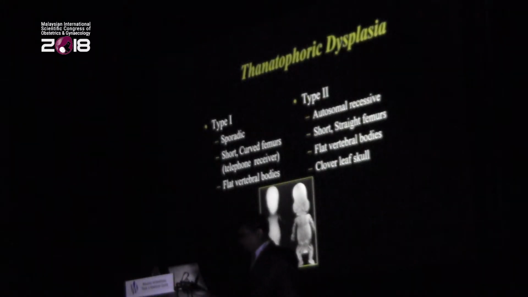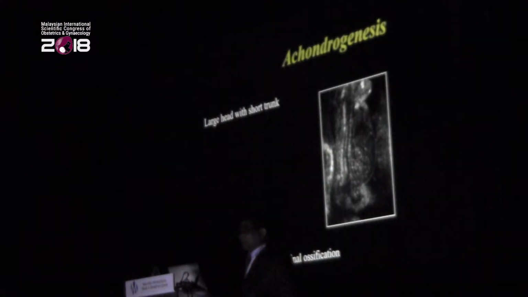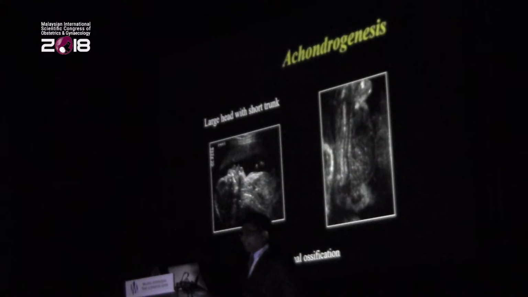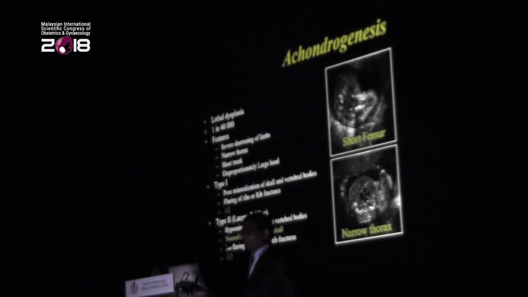Now, the next condition which you probably want to recognize is achondrogenesis. One of the important features which differ between achondrogenesis and thanatophoric dwarf is that they have a shortened trunk, compared to thanatophoric dwarf, which has a normal-sized trunk. Here again you have poor craniospinal ossification, which can be demonstrated on ultrasound. In addition, you will certainly find significant shortening of the limbs. Again, as I said, the narrow thorax and the short trunk make the difference between achondrogenesis and thanatophoric dwarf.